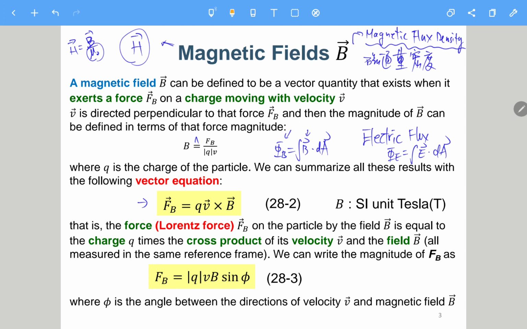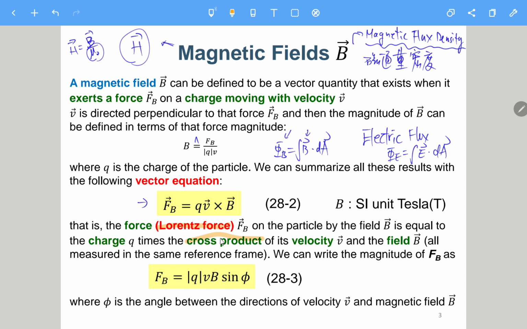Here, the cross product of this velocity and the B field. I think you should have learned the cross product in high school physics, but I will also explain what it really is. So this is the so-called Lorentz force. This F_B is called the Lorentz force.